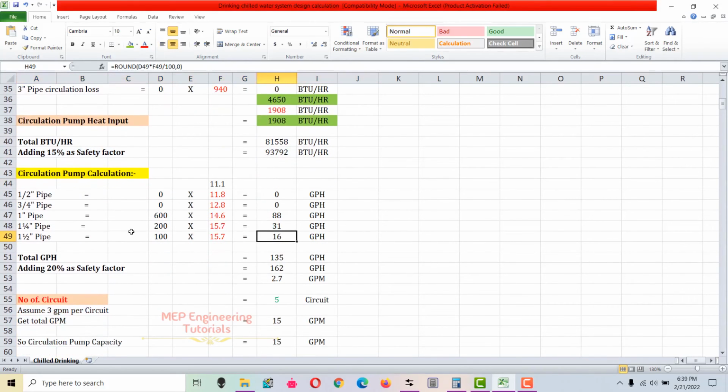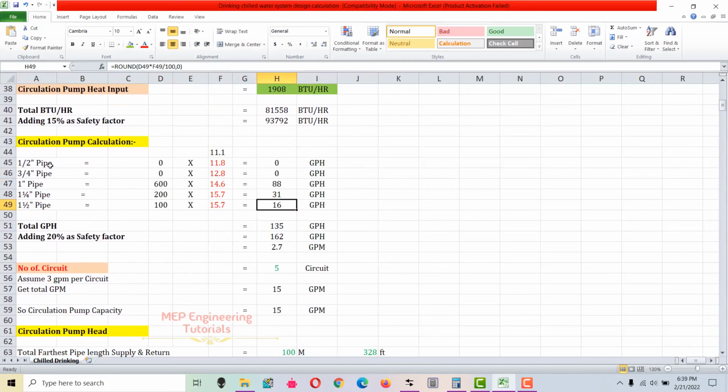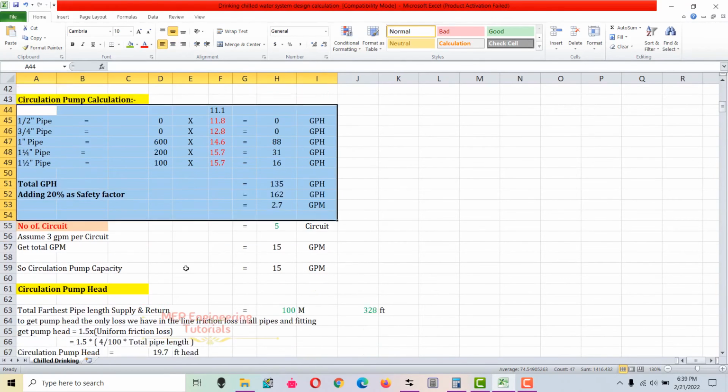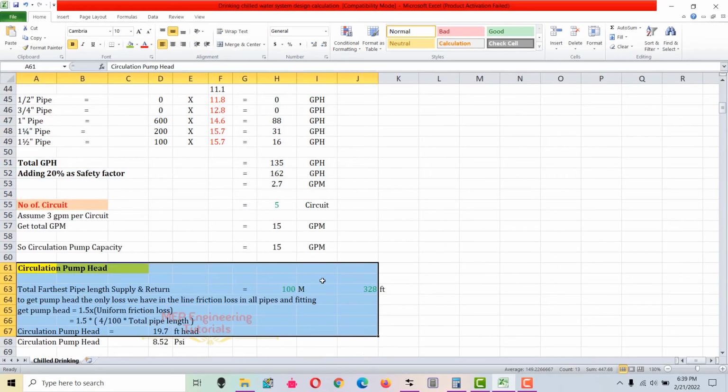Now we proceed towards the circulation pump calculation. In the circulation pump calculation, we will calculate the circulation pump capacity in GPM, as well as the circulation pump head.